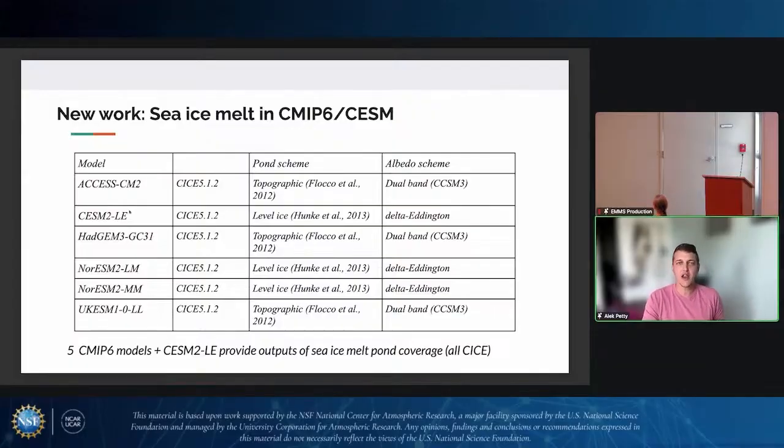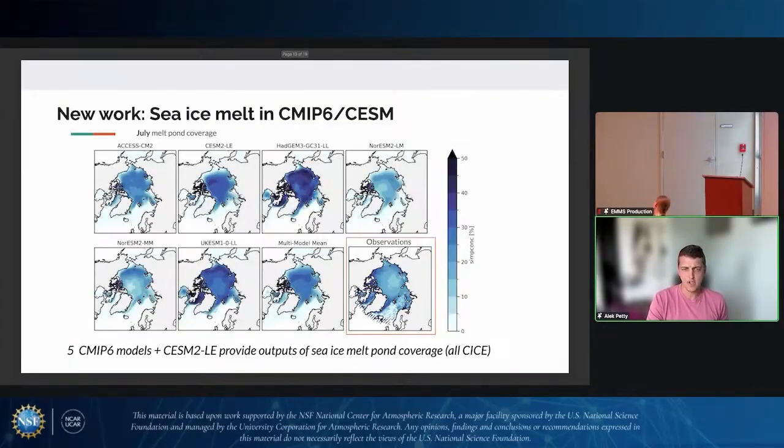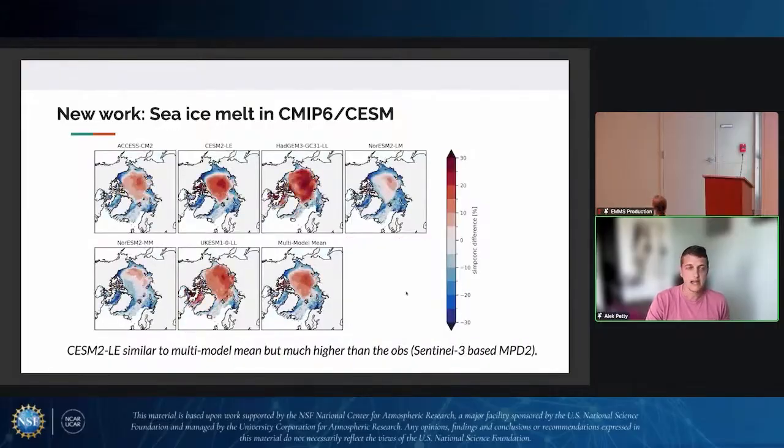I want to highlight that we're looking at sea ice melt. There's a bunch of models that give us sea ice melt information, so that's cool. They all happen to use SICE 5.1.2, which is interesting. Quickly, this is what they look like. This is July, averaged over a few years. We include CESM2 large ensemble 2, and then we have observations from this Sentinel-3 melt pond product. We see some very large differences between the models and the observations, and we want to find out why. If you're interested, please get in touch.